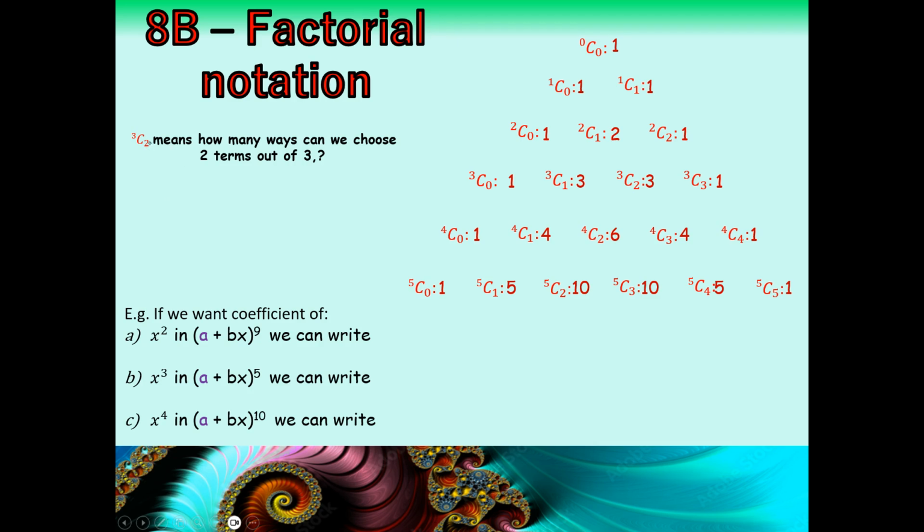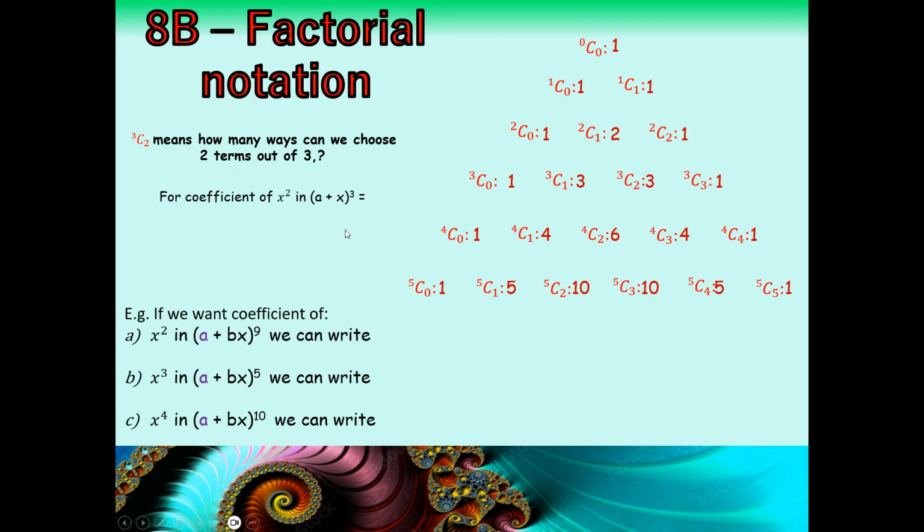What does 3 choose 2 mean? How many ways are there to write two terms multiplied by one term? So altogether, let's say we've got a and x, in this case. The coefficient 3 choose 2 would help us answer this question: what's the coefficient of x squared?